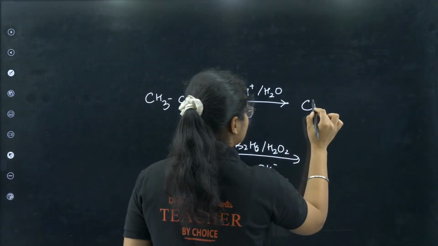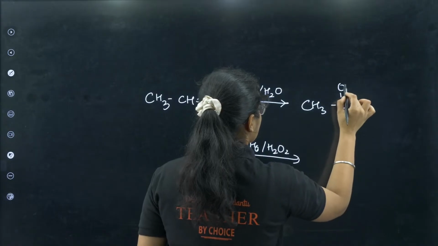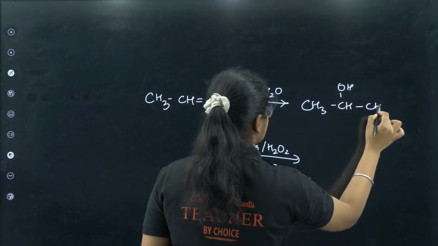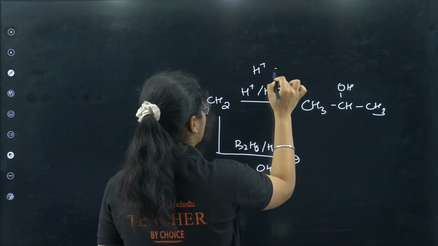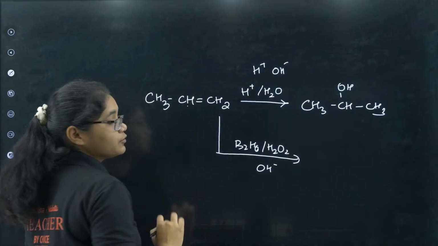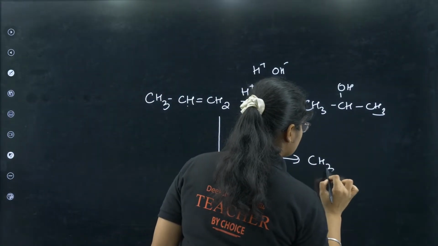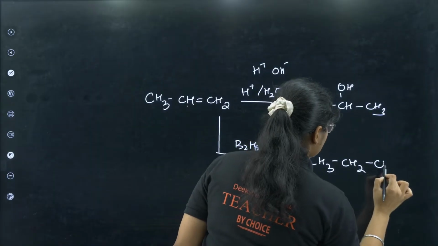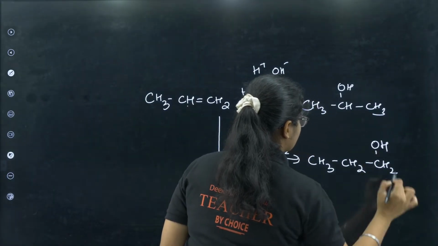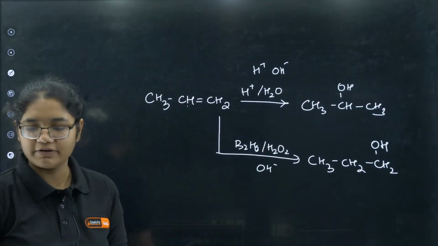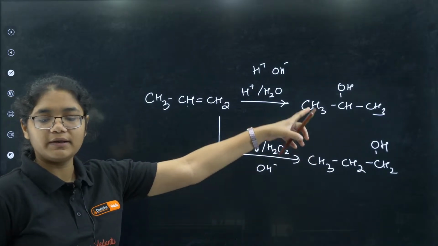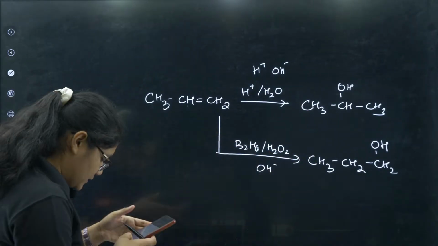Here the product will follow Markovnikov's rule. In water, what is the negative part? OH-, right? OH- will go to the carbon having fewer hydrogens. Here we will get the anti-Markovnikov product, that is OH. So understood the difference? You will get propan-1-ol and propan-2-ol here. Clear?